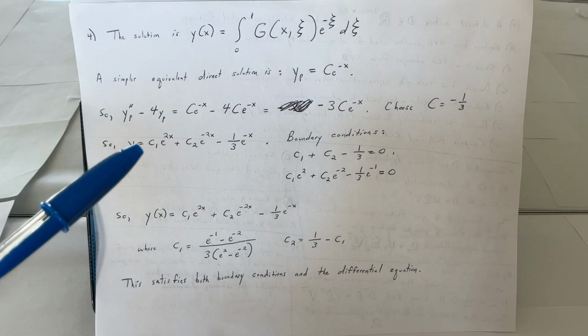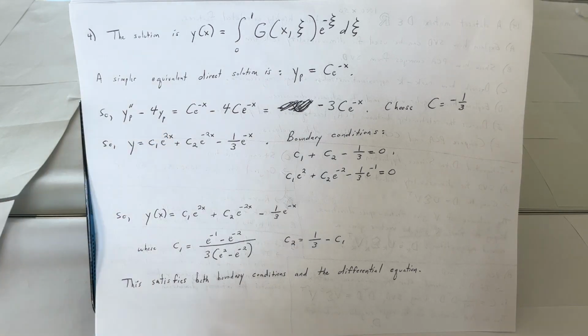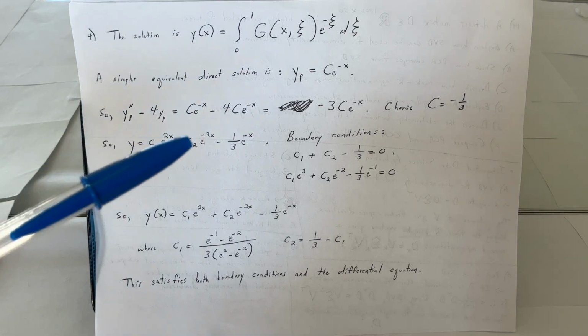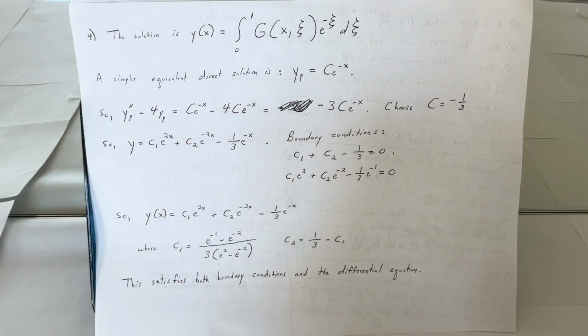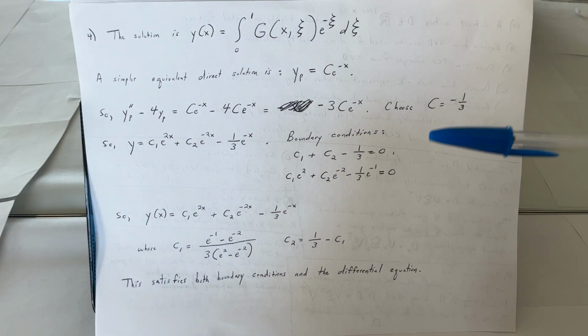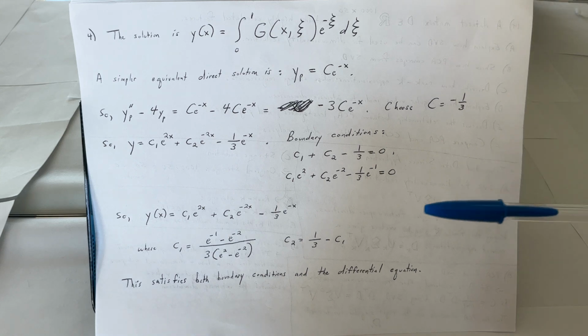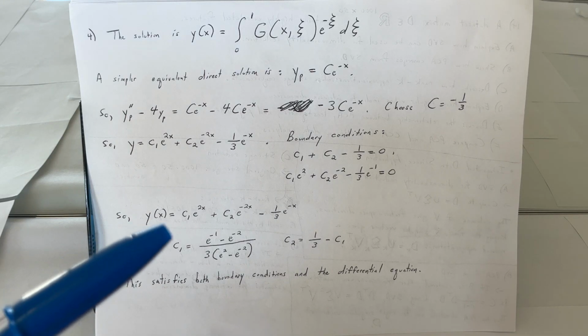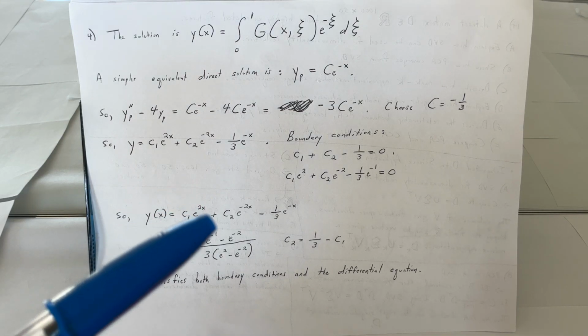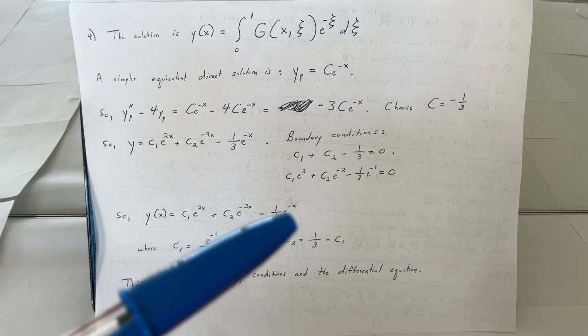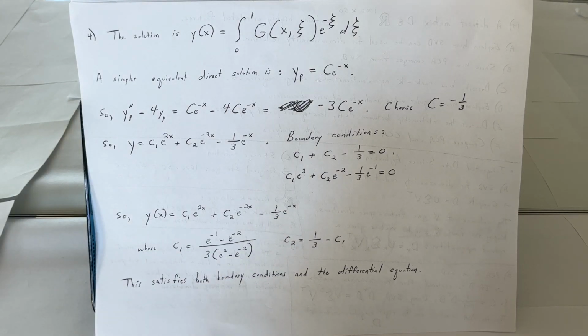So we get y equals c sub 1 e to the 2x plus c sub 2 e to the negative 2x minus 1/3 e to the negative x. Our boundary conditions are c sub 1 plus c sub 2 minus 1/3 equals 0, and c sub 1 e squared plus c sub 2 e to the negative 2 minus 1/3 e to the negative 1 equals 0.